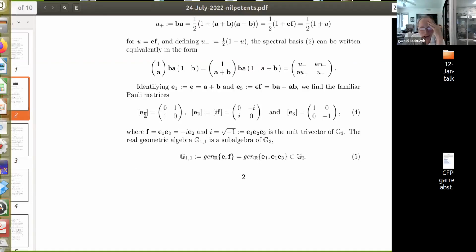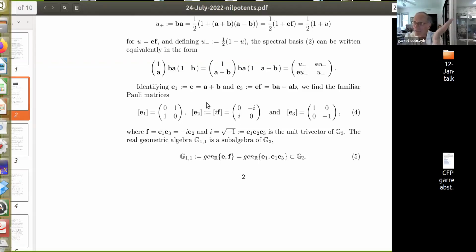Okay, so E1 is just the Pauli matrix 0, 1, 1, 0. We recognize that as a Pauli algebra. Notice that E2, what I'm doing here is slightly different. I'm multiplying F, which is the matrix 1, minus 1, by I, which you can think about as a square root of minus 1. So I'm showing how the usual Pauli matrices arise by changing what you mean by a vector or bivector. You can choose as you wish.